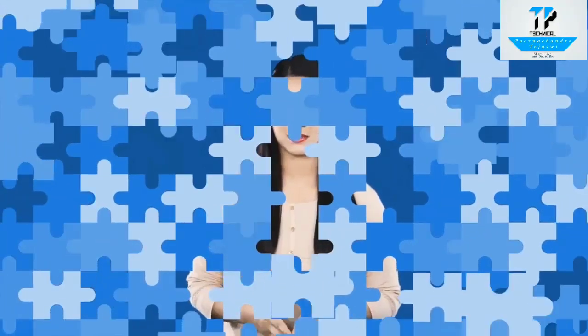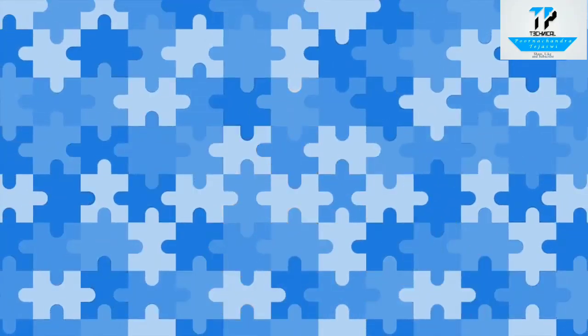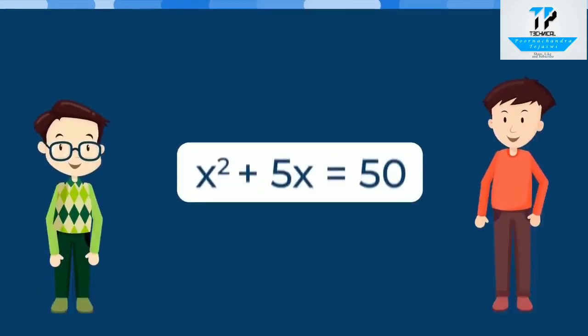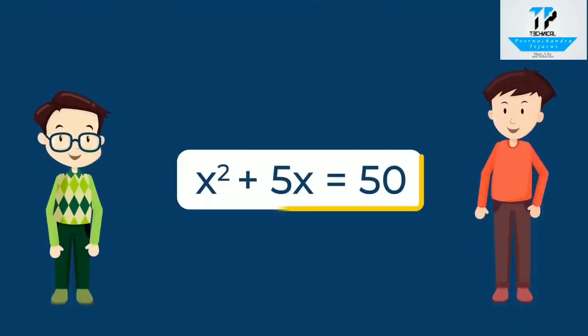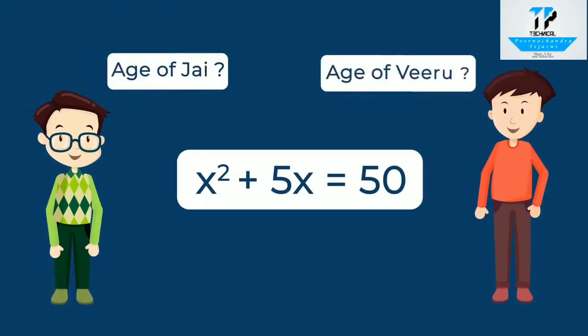Awesome! But we still haven't solved our puzzle. All we know for sure now is that this equation is a quadratic equation, but we still don't know the ages of Jay and Viru. To know how to solve this puzzle and similar problems using quadratic equations, go check out more videos on this topic. I'll see you soon.